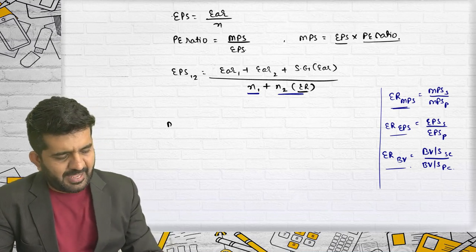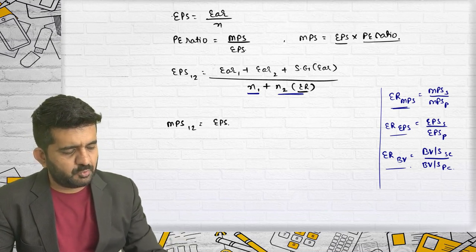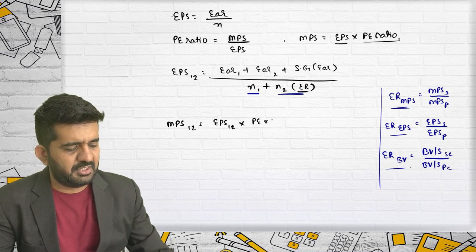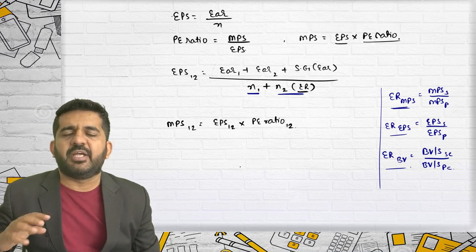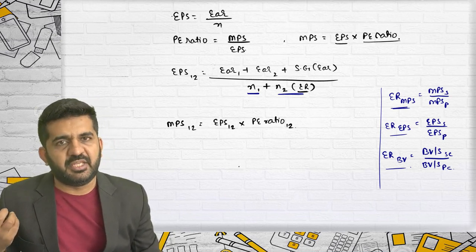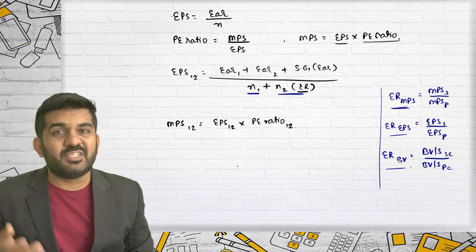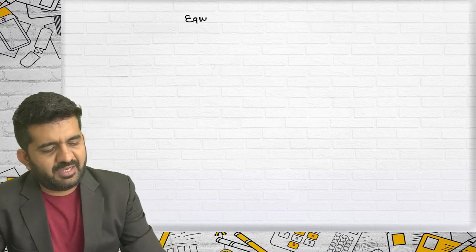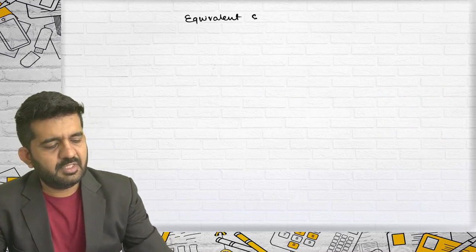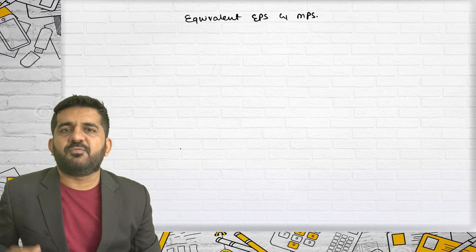We have also learned MPS 1-2, which is nothing but EPS 1-2 multiplied by PE ratio of 1-2. If it is not given, we can assume that the PE ratio of the purchasing company remains the same. If it is given, we have understood the point. One more concept that we learned was equivalent EPS and equivalent MPS. Equivalent EPS and MPS. Please concentrate first.